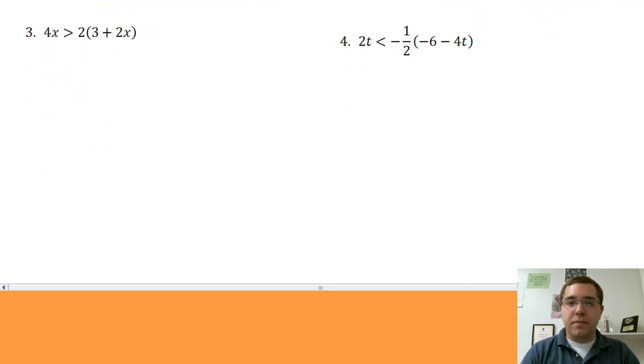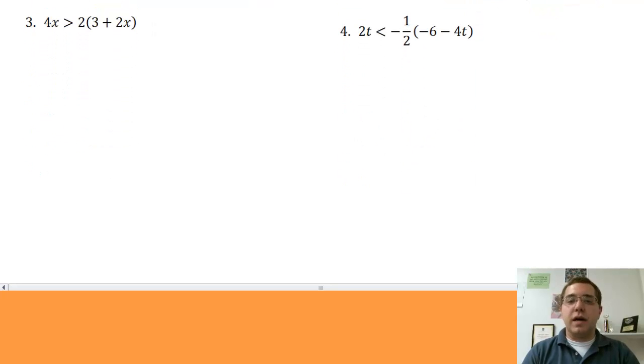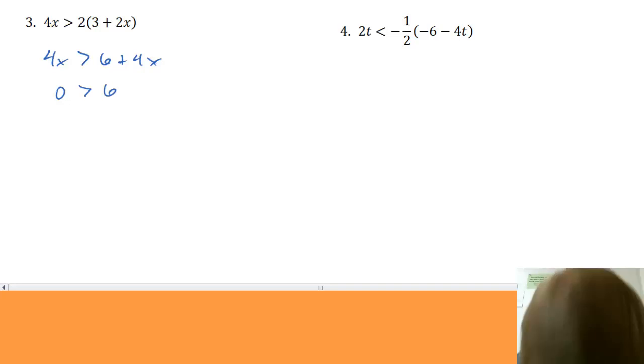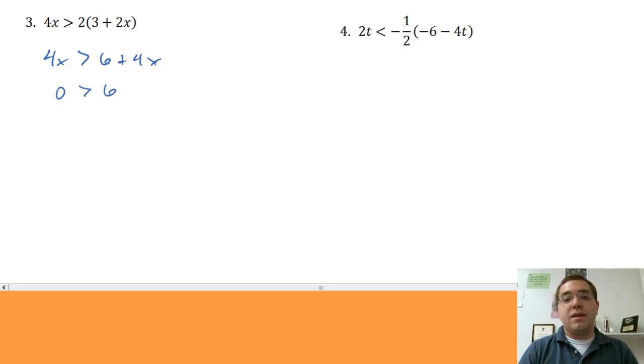Number 3. 4x is greater than 2 times 3 plus 2x. So to solve it, I distribute the 2. 4x is greater than 6 plus 4x. I bring the x's to one side by subtracting 4x from the left side, and I get 0 is greater than 6. It doesn't seem right. It's not true, is it? What do I do? Well, that's not a true statement, right? That's a false statement.